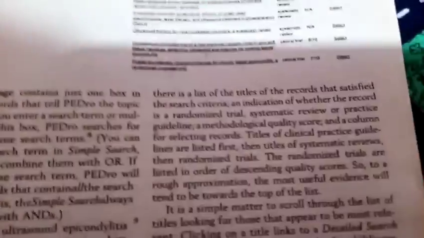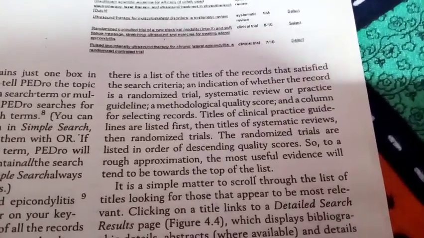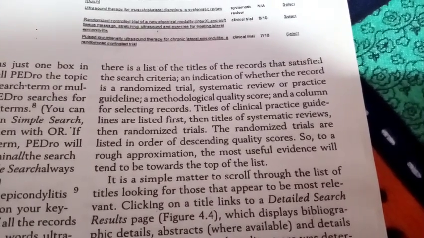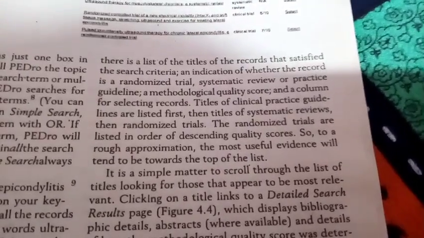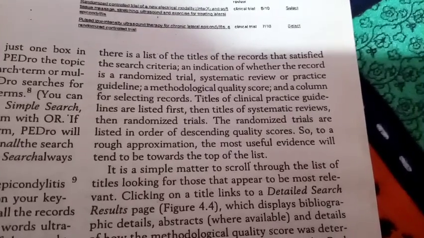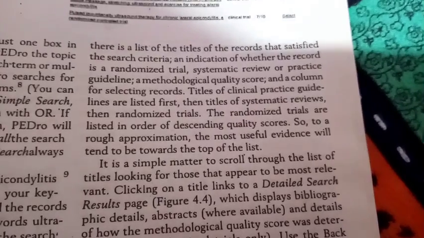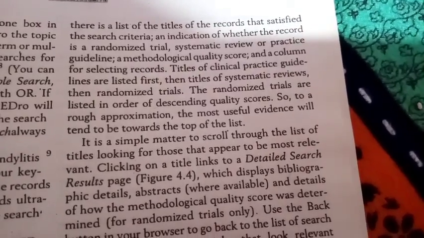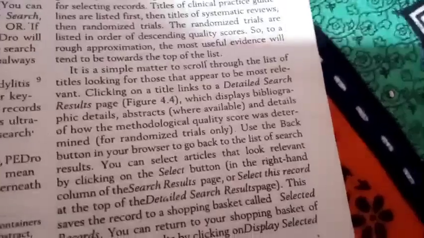Underneath there is a list of the titles of the records that satisfy the search criteria, with identification of whether the record is a randomized trial, systematic review, or clinical practice guideline, the methodology, quality score, and a column for selecting records. The titles of the clinical practice guidelines are listed first, then titles of the systematic reviews, then randomized trials. The randomized trials are listed in order of descending quality score. So to a rough approximation, the most useful evidence will tend to be toward the top of the list.